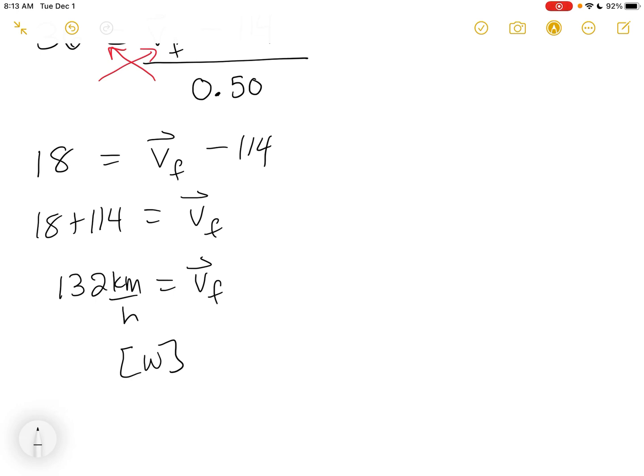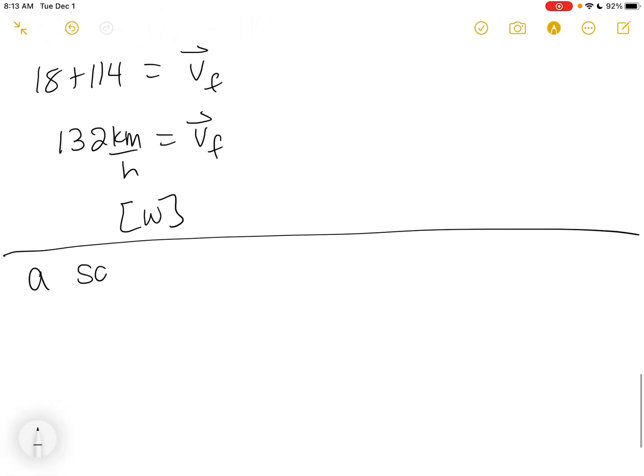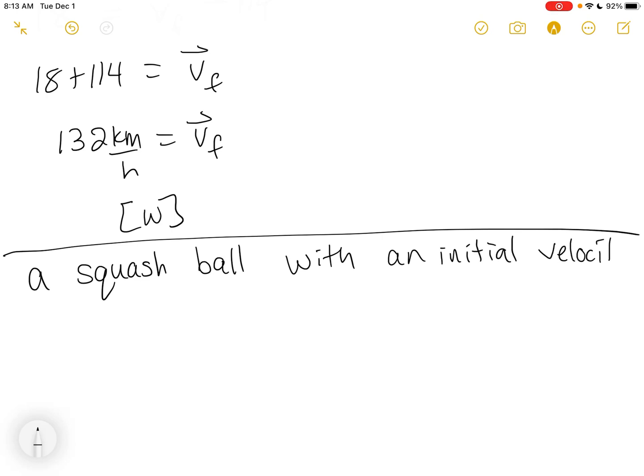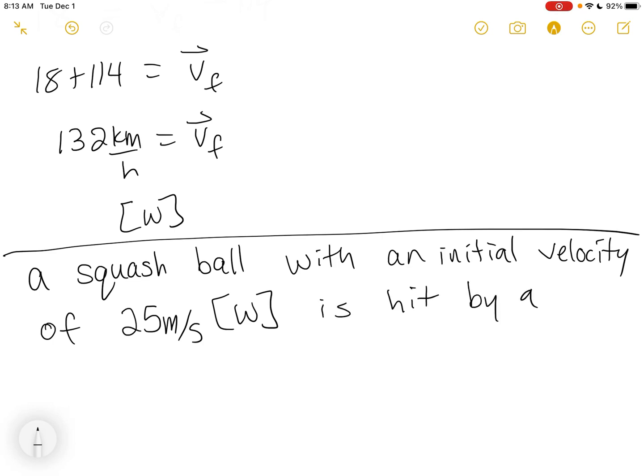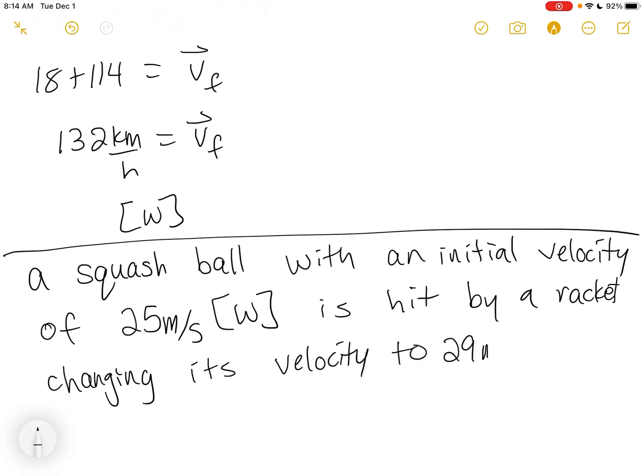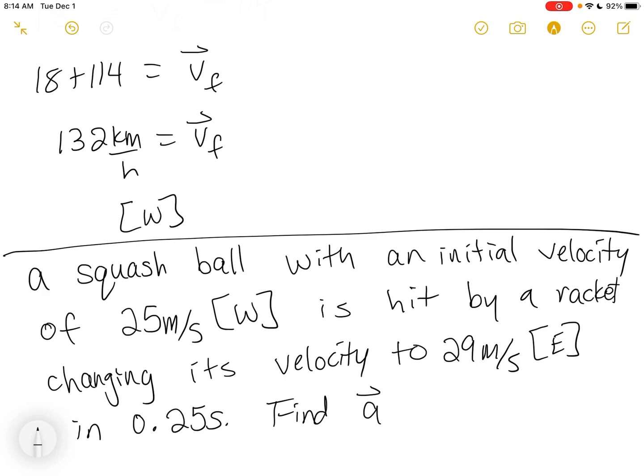All right. Let's do another practice question. So a squash ball with an initial velocity of 25 meters per second west is hit by a racket, changing its velocity to 29 meters per second to the east in 0.25 seconds. Find the acceleration.